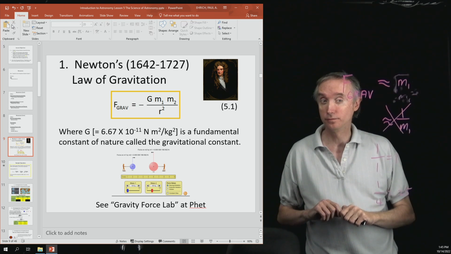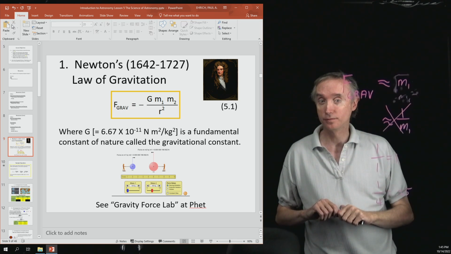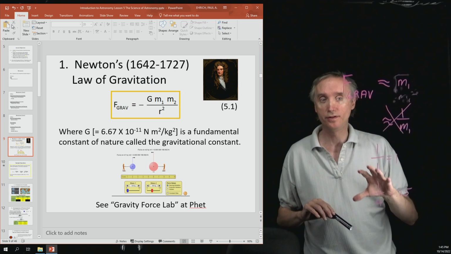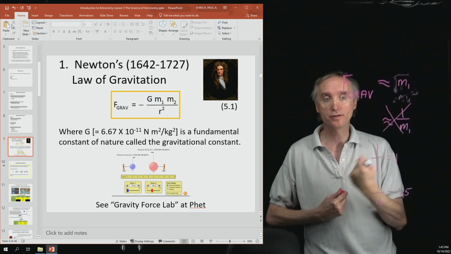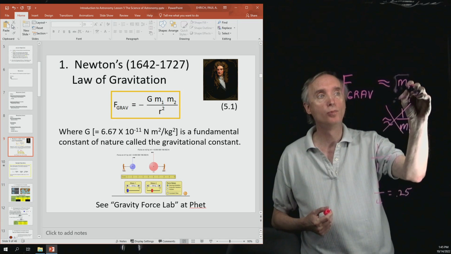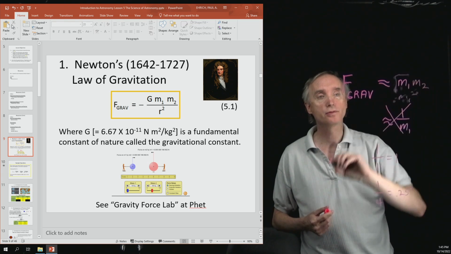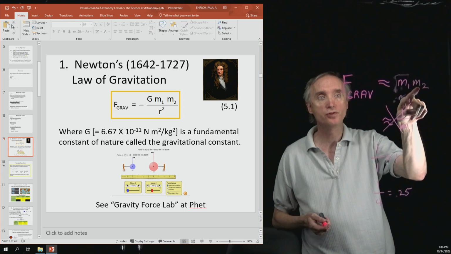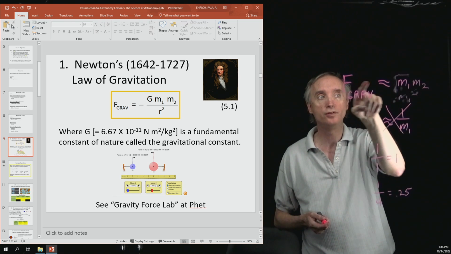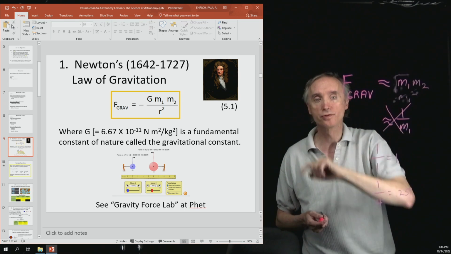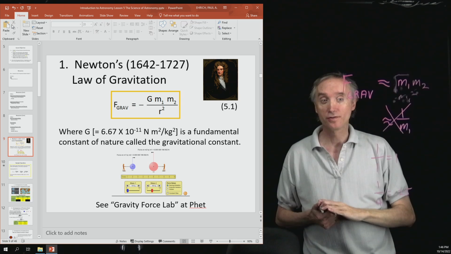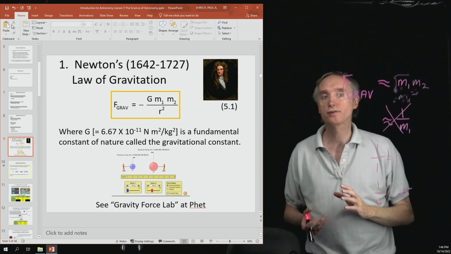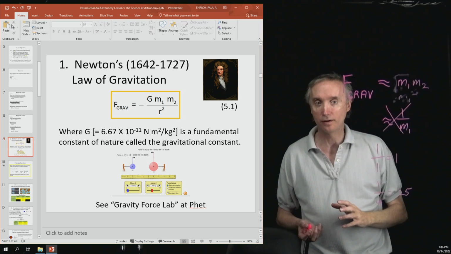And it did what? It doubled. Again, just like M1 did. So what that's telling us is that it's M1 times M2. So if you double M2, it doubles the F. If you double M1, it doubles the F. So this is the way that real scientists actually go about doing stuff.